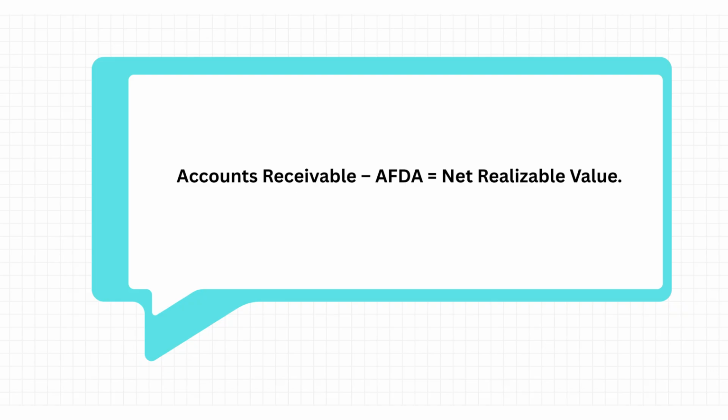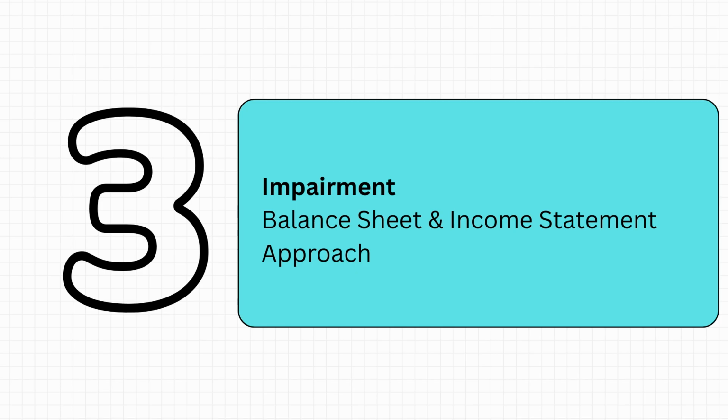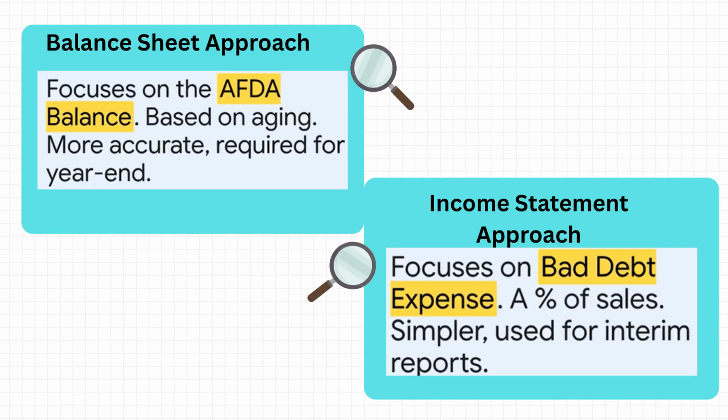Now, the big question: how do we actually estimate that allowance? There are two common methods: the balance sheet and the income statement approach. This is the key distinction. Listen up. The income statement approach is all about calculating the bad debt expense for the period.